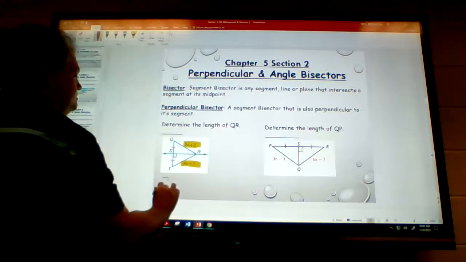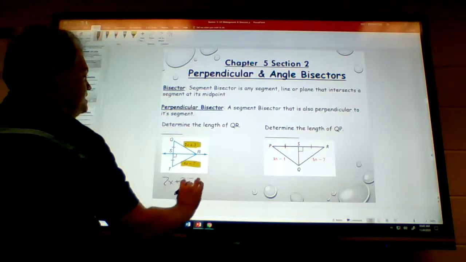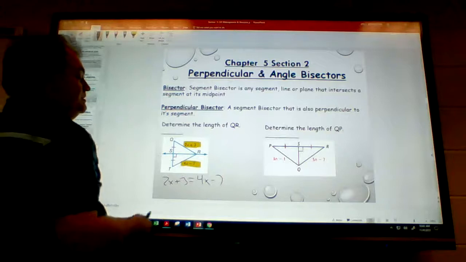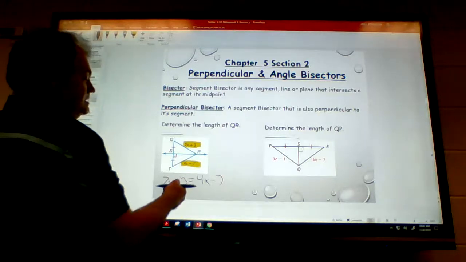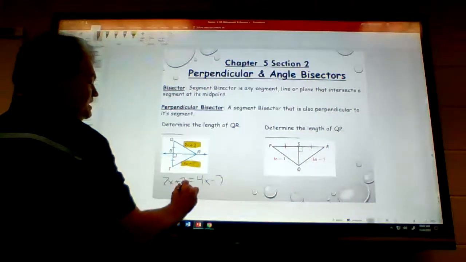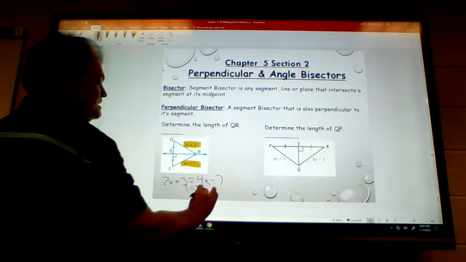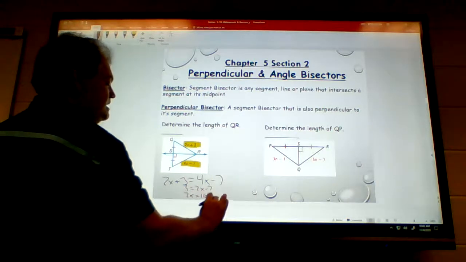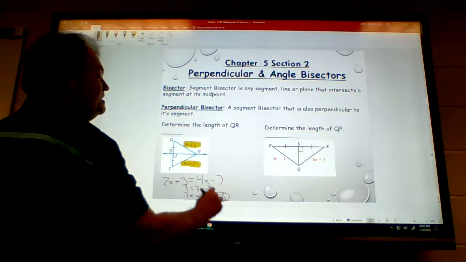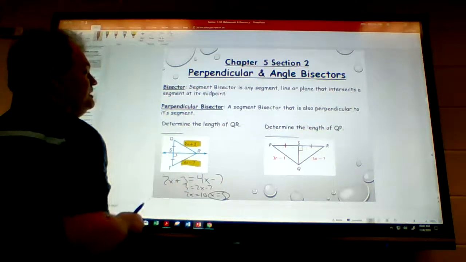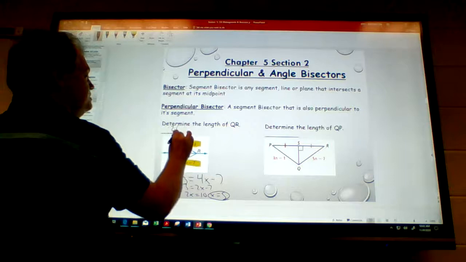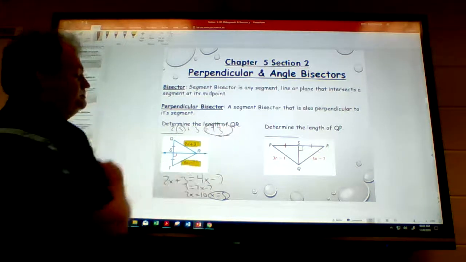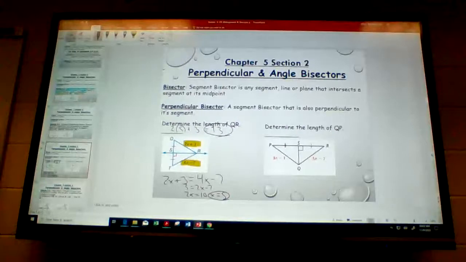So I got 2x plus 3 equals 4x minus 7, and I'm looking for the length of QR. So first I got to find x. I move 2x over, I get 3 equals 2x minus 7. I add 7, I get 2x equals 10. So x equals 5. But that's not what we're looking for. We're looking for the length of QR. So QR is 2 times 5 plus 3, which is 13.